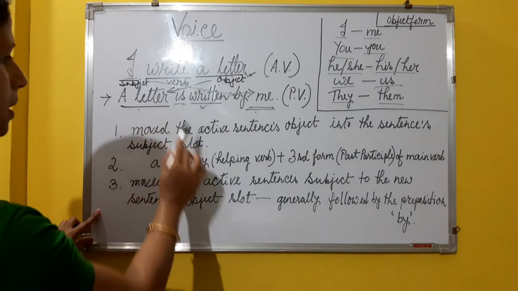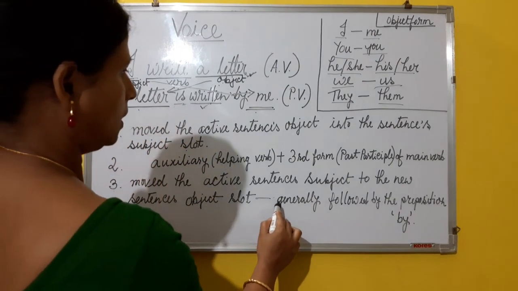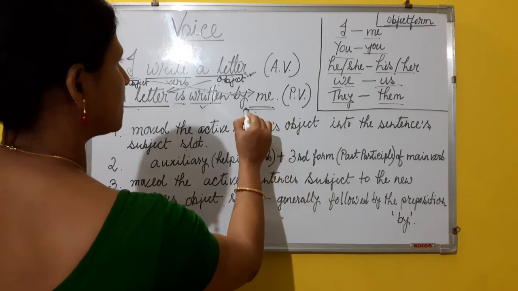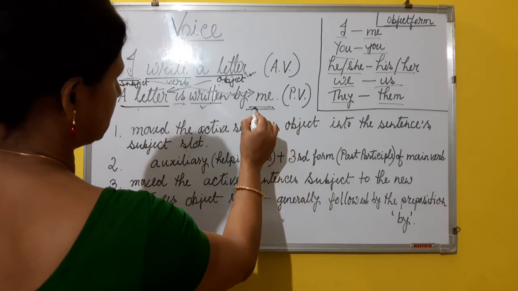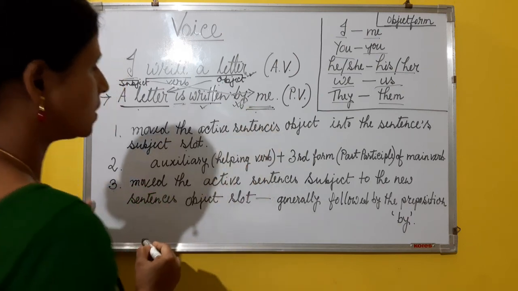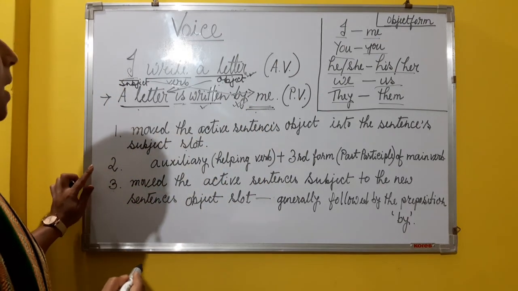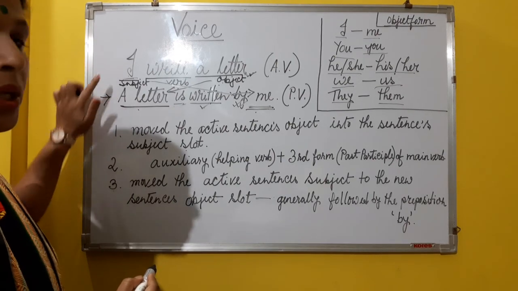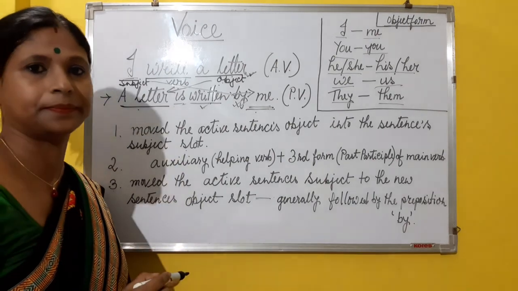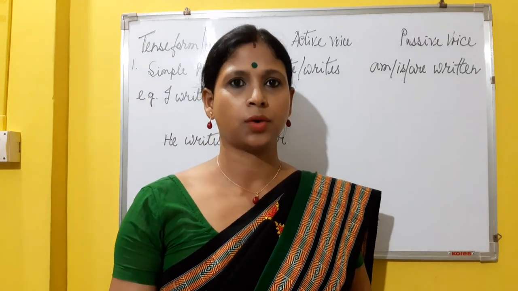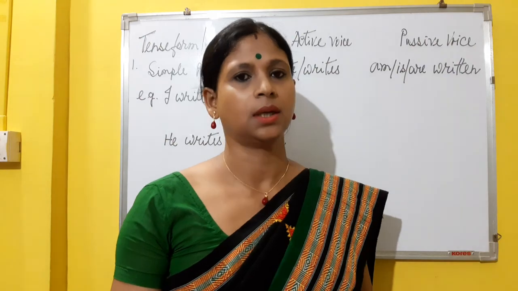And lastly, this object form of the subject is generally followed by the preposition by. So these are the three main rules by which we change a sentence from active voice to passive voice. Now I'll be showing you how we change voice for different tense forms.